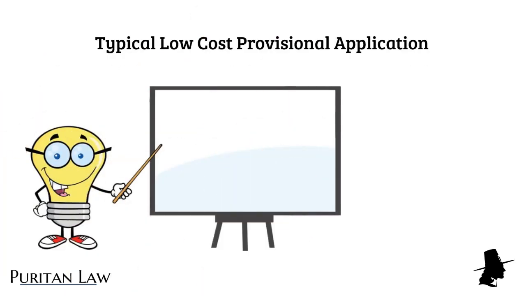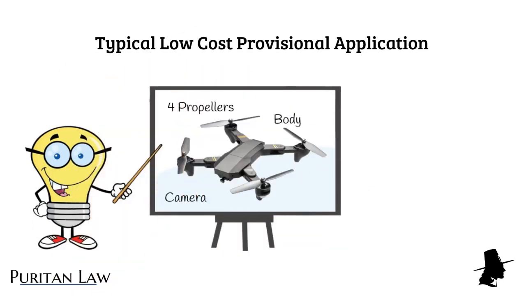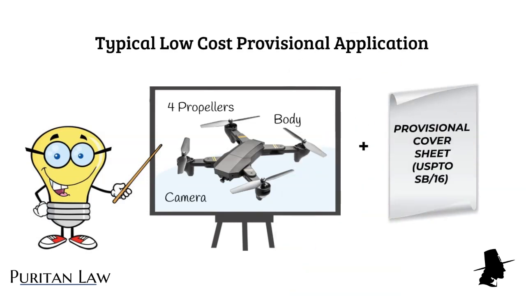Occasionally, a low-cost provisional application will only include a provisional cover sheet followed by the inventor's presentation. When considering a low-cost provisional, ask specifically if the attorney will ensure the application will be fully enabled.